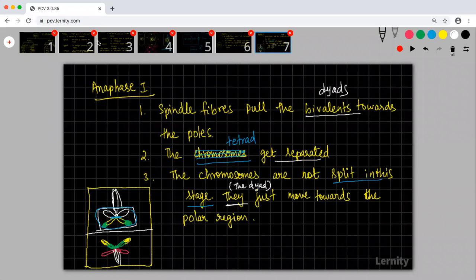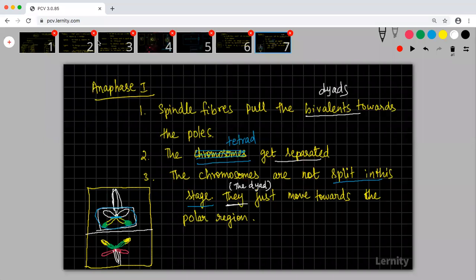Are you able to understand? So basically, two dyads will make one tetrad. Okay, the dyads are separated. Or bivalent. Instead of using the word bivalent, I can use the word dyad also. And all these four things together, we call it a tetrad.